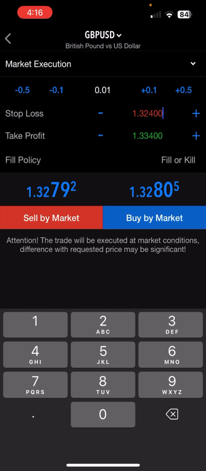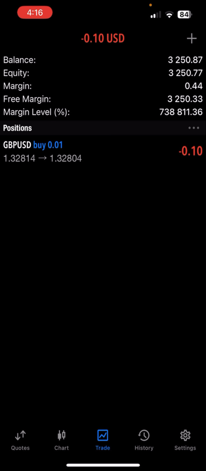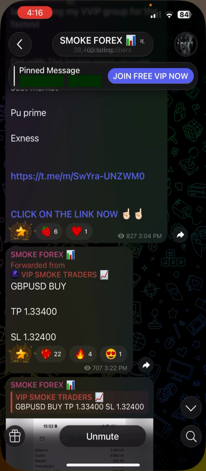Another thing you need to know is your lot size. How much are you willing to risk on this signal? So that is what you should know. If they had said buy, you buy. If it was sell, you sell. So our signal is saying buy, so you will just tap on buy. You see what is happening here. We bought, and this is the signal that we copied.